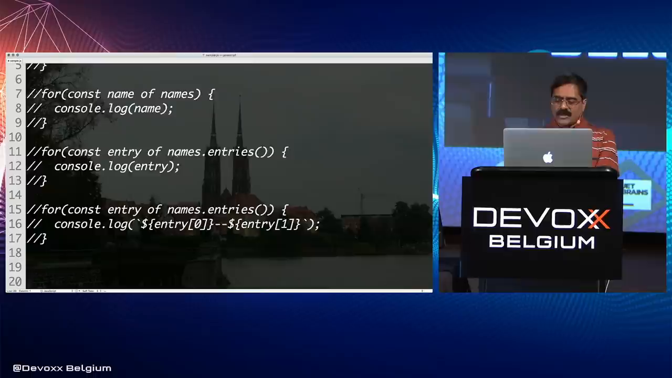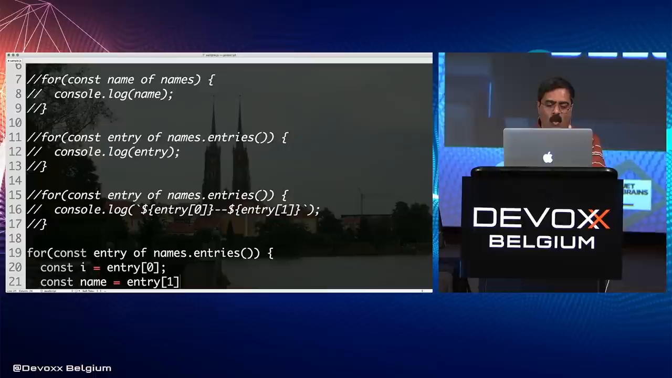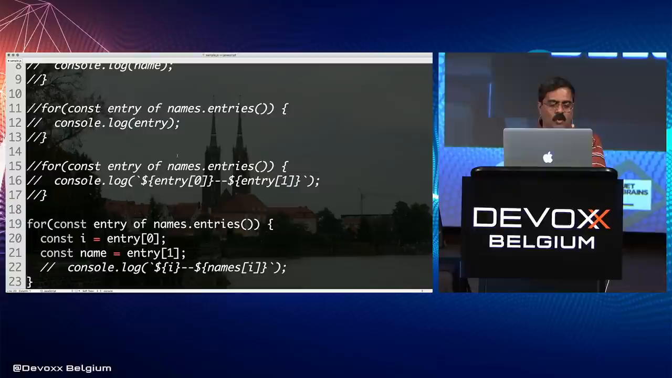Let's get back here and say a constant i is equal to entry square bracket 0. And then I'm going to say constant name is equal to entry square bracket 1. Then this line number 4 can readily be used over here. And of course, I can use the i and I can use the name, not names, of course. So it's a little bit better than even that line. I can write code like this.